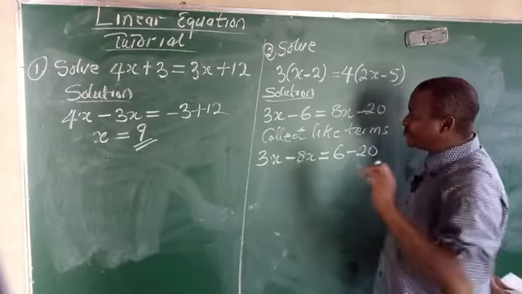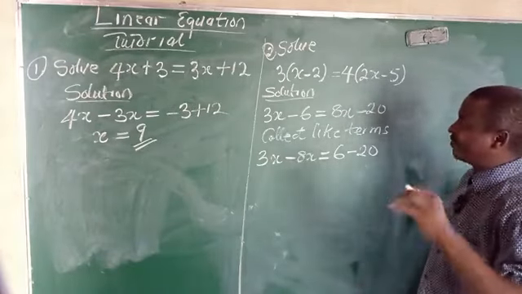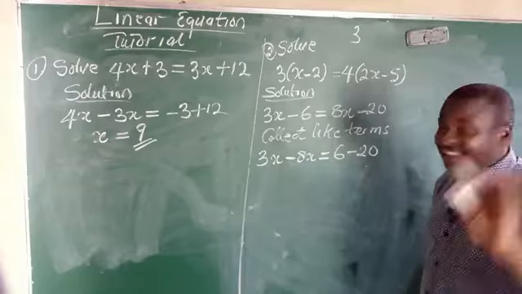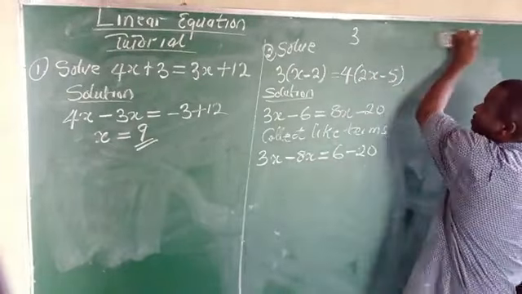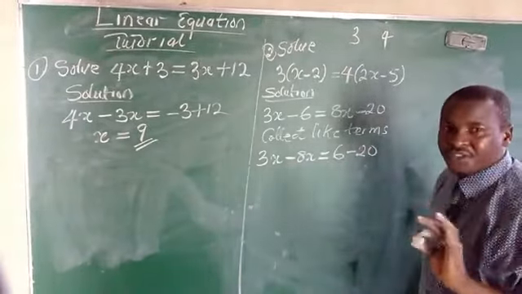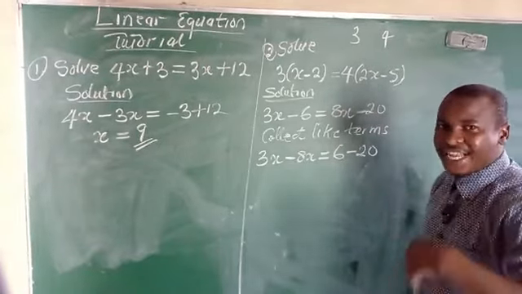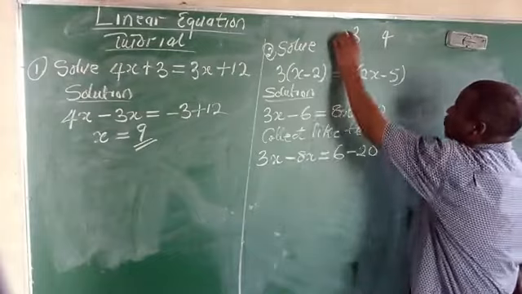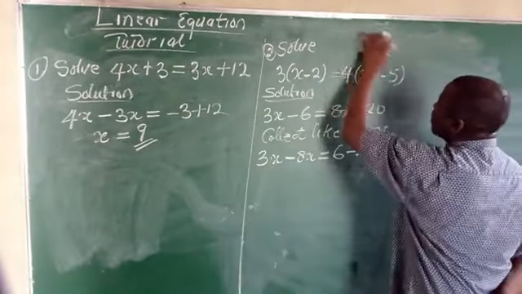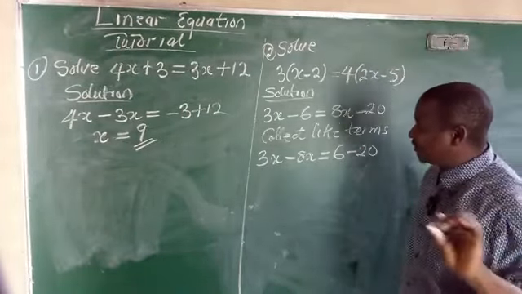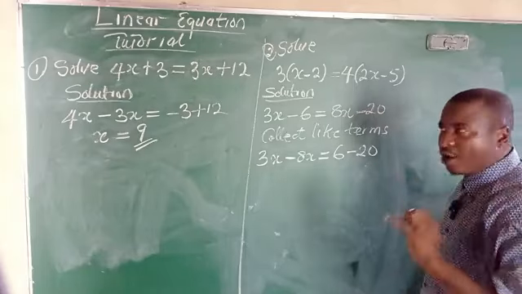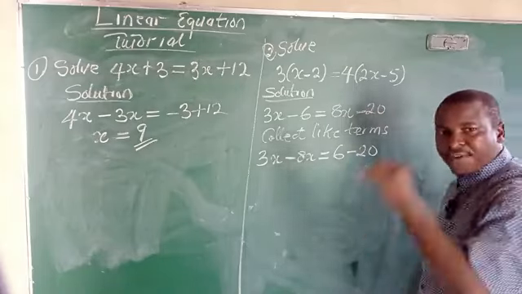Mind you, in mathematics, if you see a value standing alone, for example 3, it means that 3 is positive 3. If you see 4, it means this 4 is a positive integer, positive 4. But when it is negative, when it is minus 3, it will be indicated. When it is minus 4, it will also be indicated. But a positive value is not indicated. When you see it alone, it means that figure is positive.